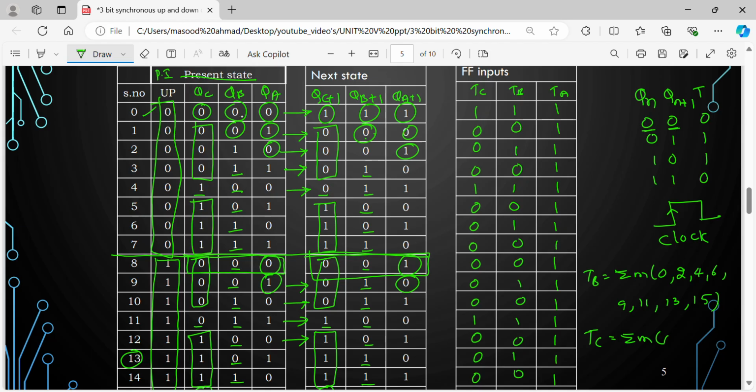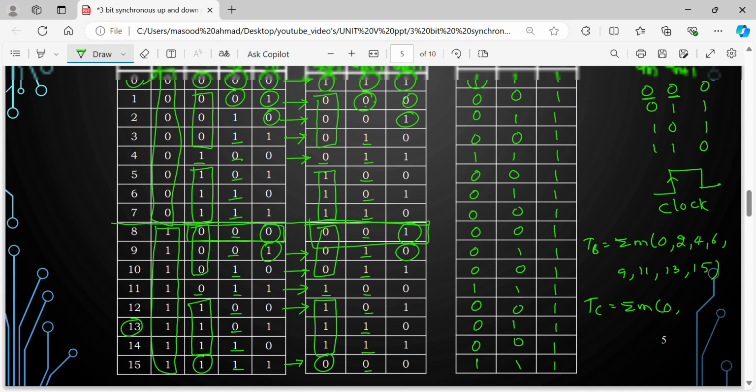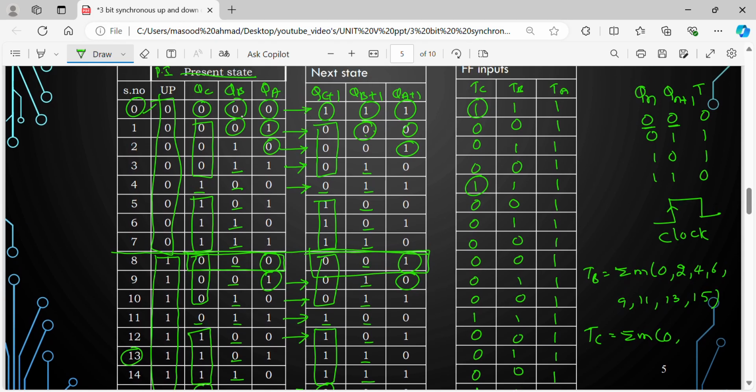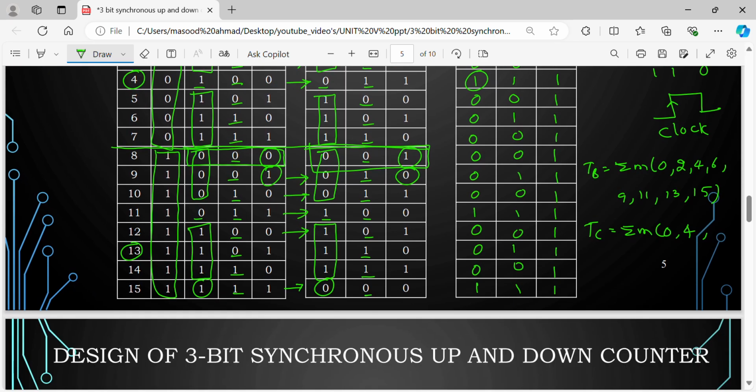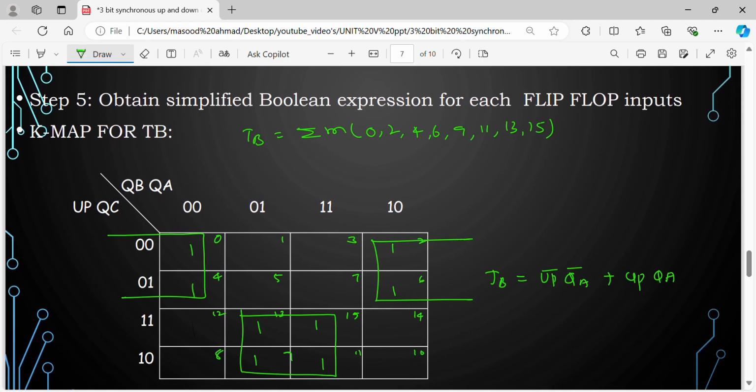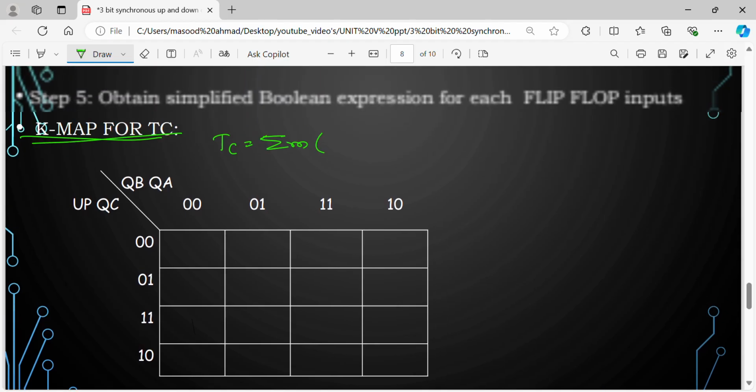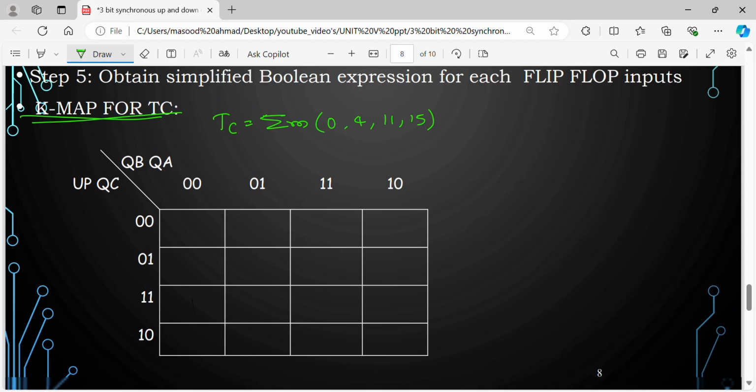It is 1 for 0. For 0 it is 1, right? And it is 1 for what exactly? 1 for 4, 0, 4. And are there any other ones? No. See this one, it is 1 for 11, and 1 for 15. So 0, 4, 11, 15. We will use those values, 0, 4, 11, 15, so that I will get the expression for this.